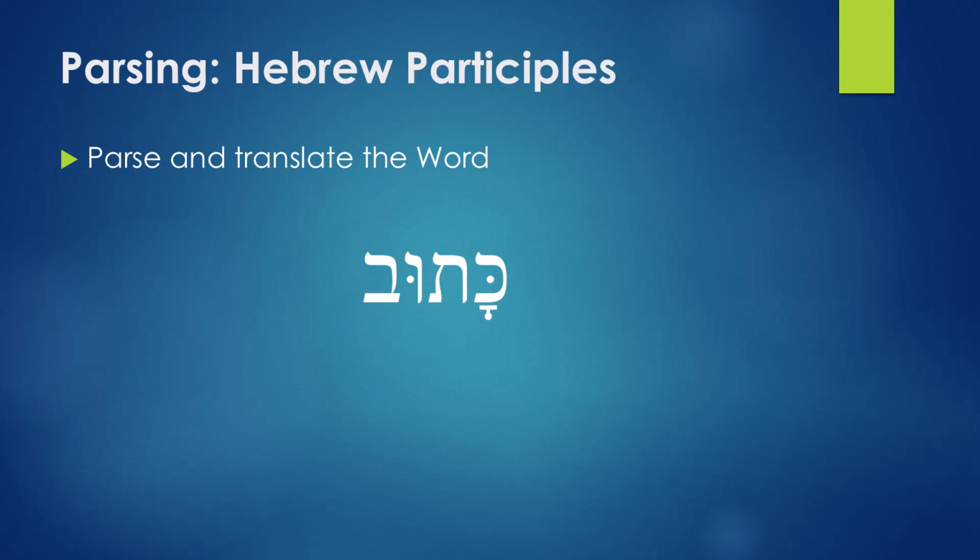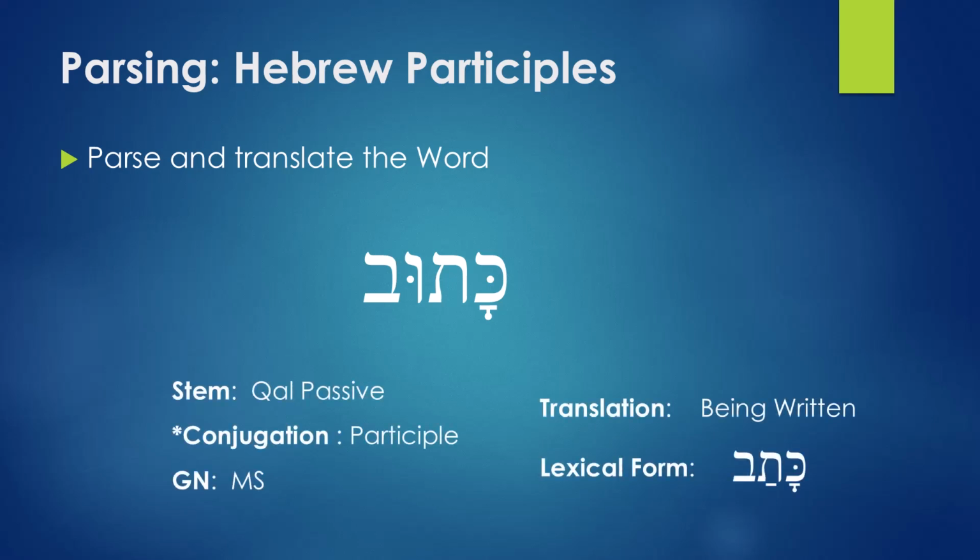And finally, you have the word katuv. Because of the shureq, you have qamets shureq, and that's a sign of a qal passive participle. The most important is the shureq. That infix shureq is telling you the word you're looking at is a participle, but a passive participle, masculine singular. When you check the paradigm, this is masculine singular. The word is coming from katav. Katav means he wrote. As a participle, it becomes being written, a passive. Lexical form is katav.